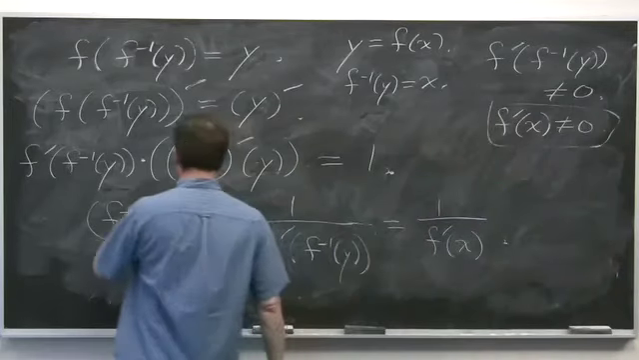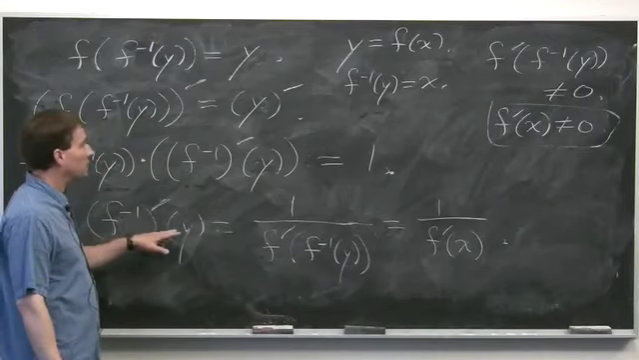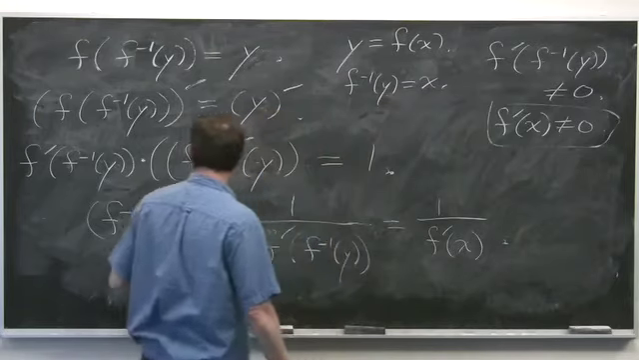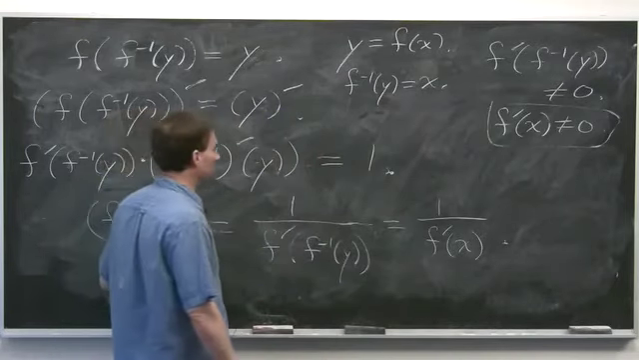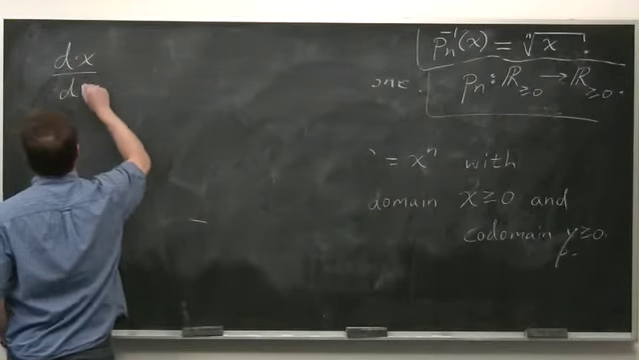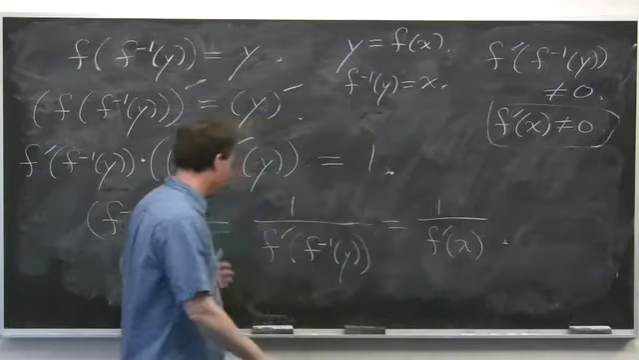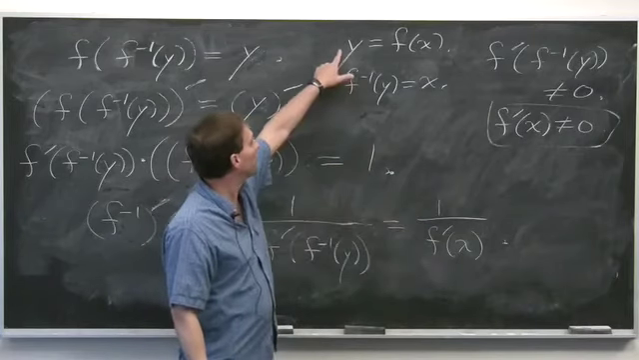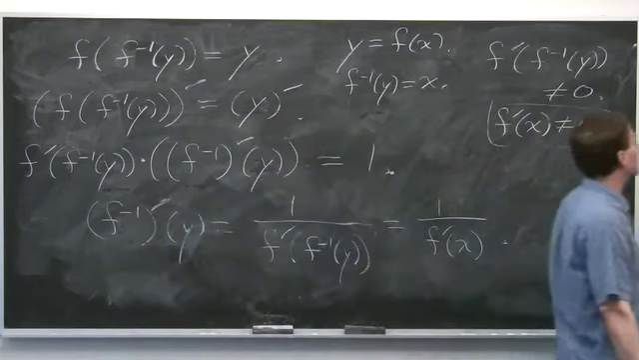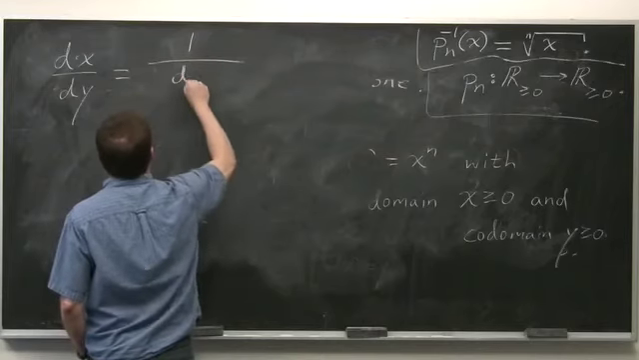Here, when you take the derivative of f inverse with respect to y, we're thinking of f inverse as a function of y. So we're thinking of x as a function of y. And this derivative would be denoted by dx/dy. And this says that that equals 1 over the derivative of y, thinking of it as a function of x. So we get the stunning result that dx/dy equals 1 over dy/dx.